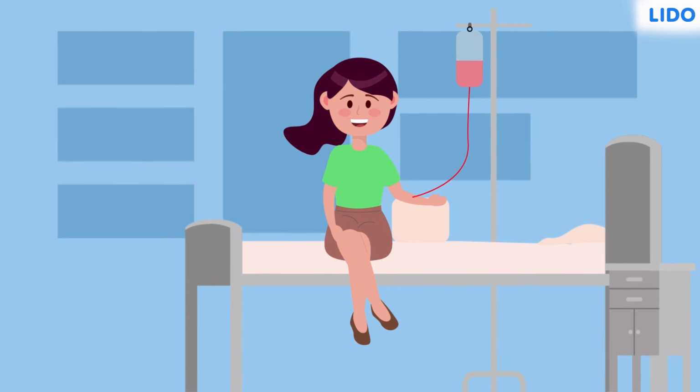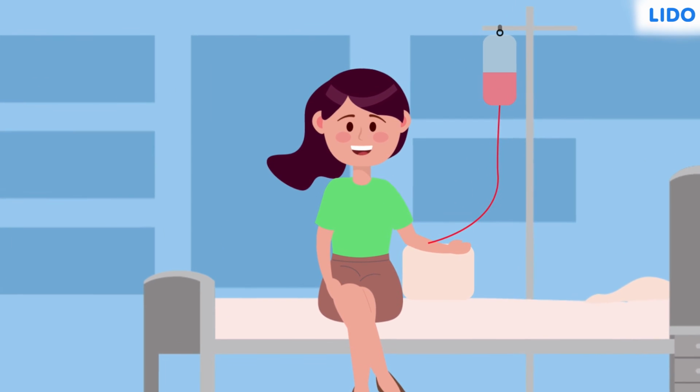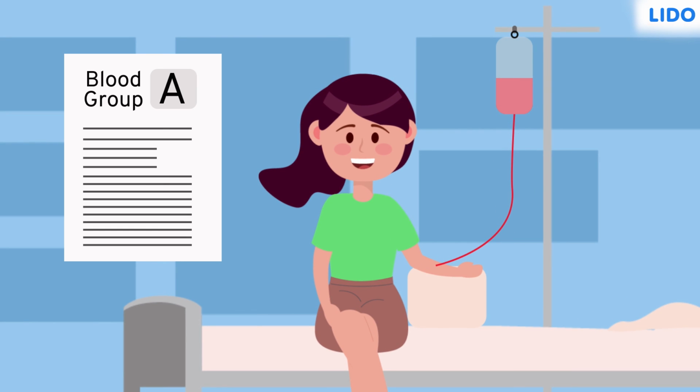The next day, Radhika went back to the hospital to find out her blood group so she could help more people in the future. She finds that her blood group is A. Can you guess who she will be able to donate to?